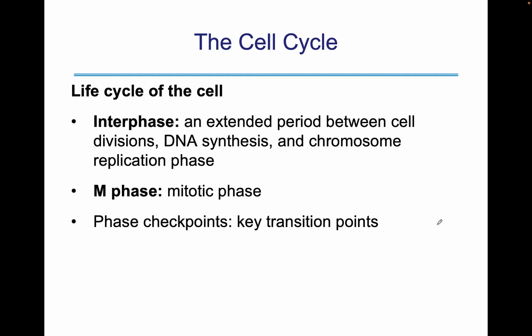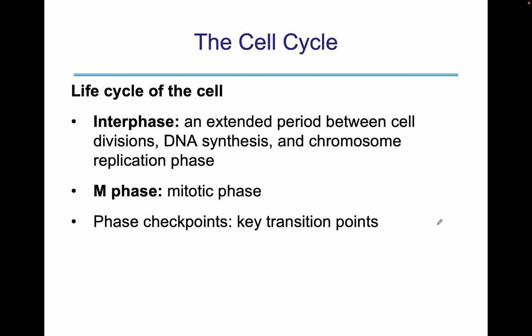The cell cycle can be divided into two major phases. The first is interphase. This is the period in between the actual division. This accounts for cell growth, development, and function, and it's critical for cell division to take place. It's one of the most critical events. The second is the M phase, or the mitotic phase. This is a period of active cellular division. And then you have cytokinesis.